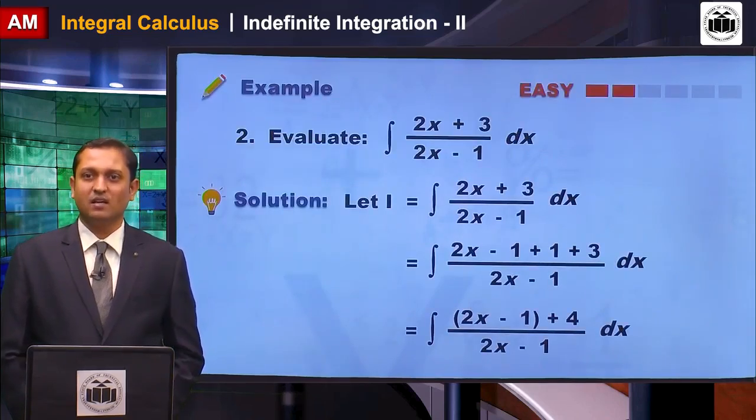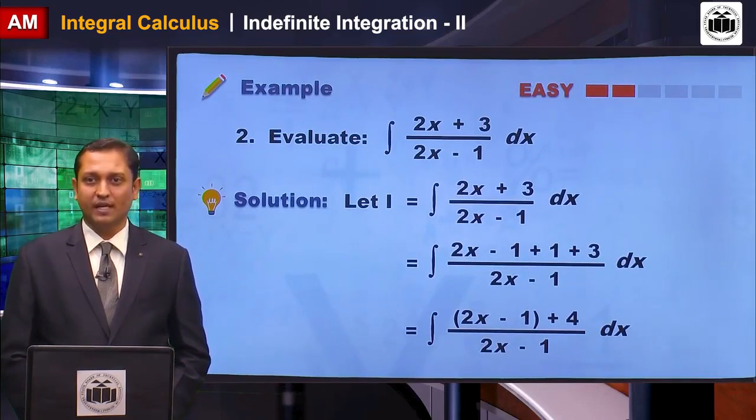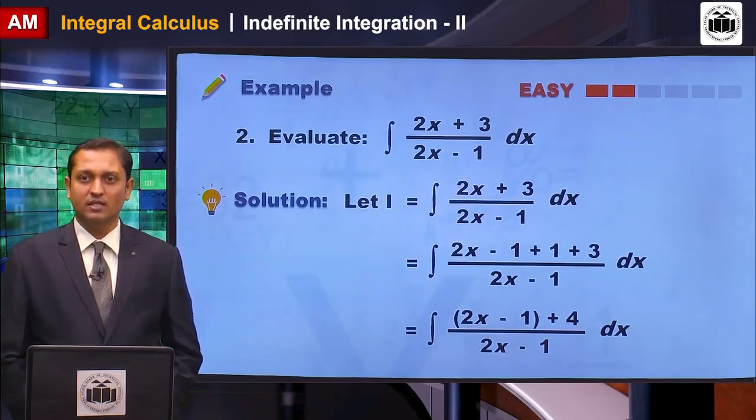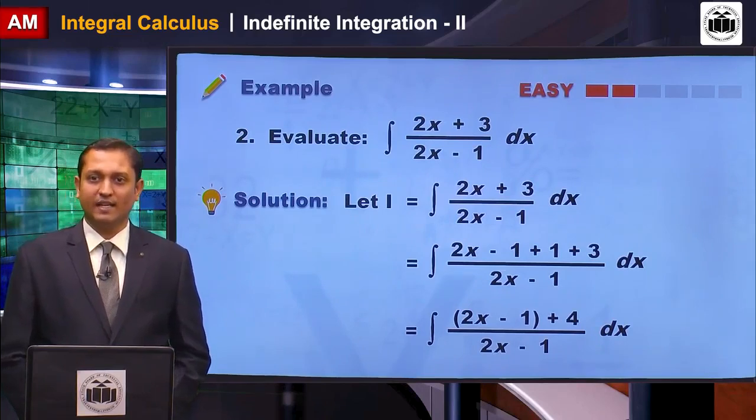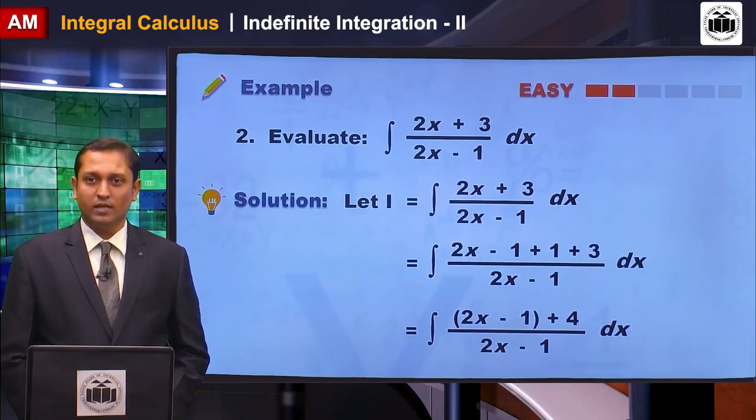Let's see this second example. Integral 2x plus 3 upon 2x minus 1 dx. In this, you can see we have done the manipulation. In the second step, minus 1 plus 1. Then we have duplicated the numerator like the denominator, so that you can see 2x minus 1 is there in the numerator as well as denominator.